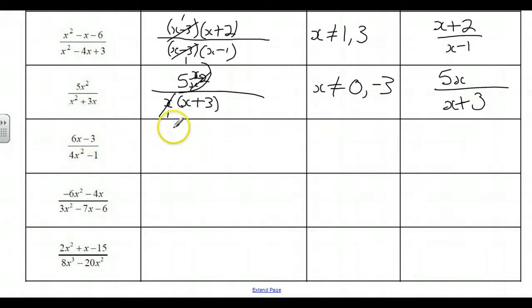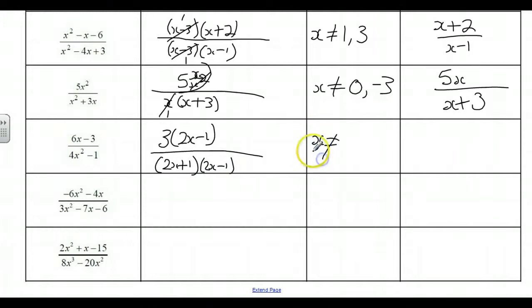Okay, GCF is 3, so it's 3 bracket 2x minus 1. I bet you one of these factors will be 2x minus 1, because it certainly can't be a 3. This is a difference of squares, and we factor 2x plus 1, 2x minus 1. Now we state restrictions, okay? Don't do it here after you've canceled. You must do it before you cancel. X cannot be plus or minus 1/2, right? That's negative 1 over 2. That's positive 1 over 2.